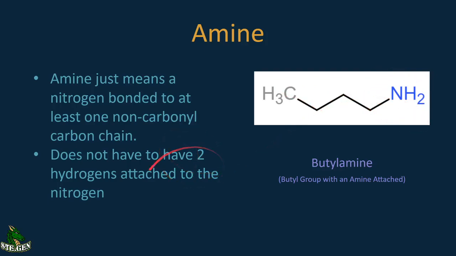It doesn't have to have 2 hydrogens attached to the nitrogen. There could be other things going off of it in a structure, but it just needs to not be attached to a carbonyl carbon chain. So in this one, this would be a butane attached to an amine. This one we do change the ending. It goes from butane to butylamine.